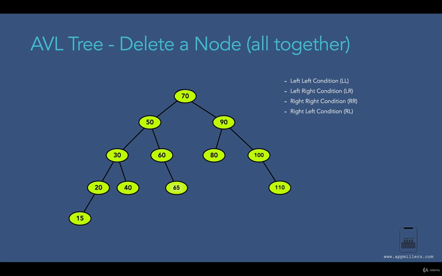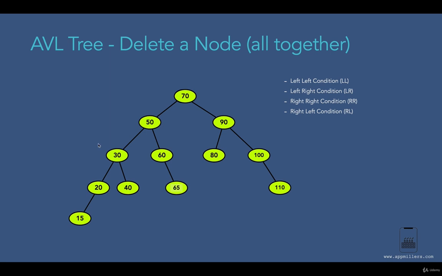Alright, in the previous video we learned how to delete a node from an AVL tree, and we talked about 4 different cases. Now in this video we will combine all cases together to see the big picture of deleting a node from an AVL tree, and based on this logic we will create a delete method in AVL tree.